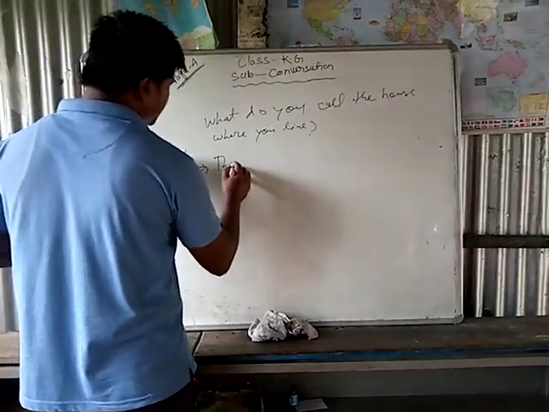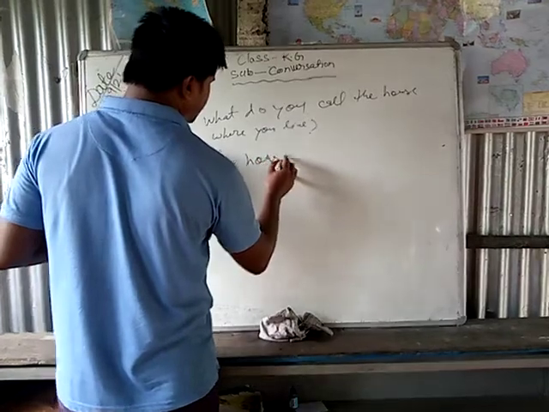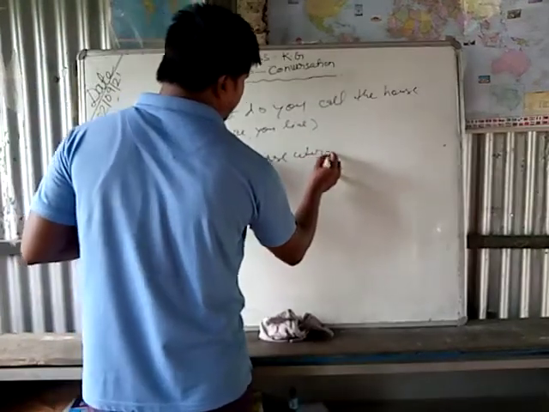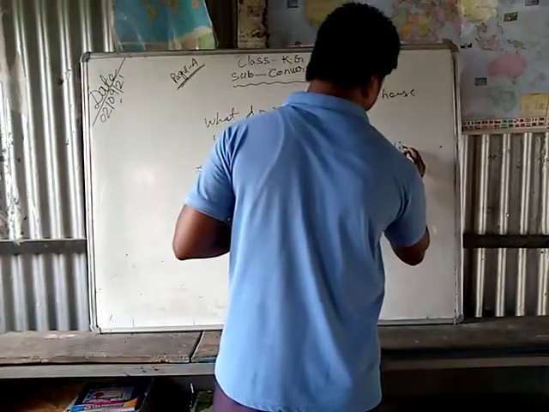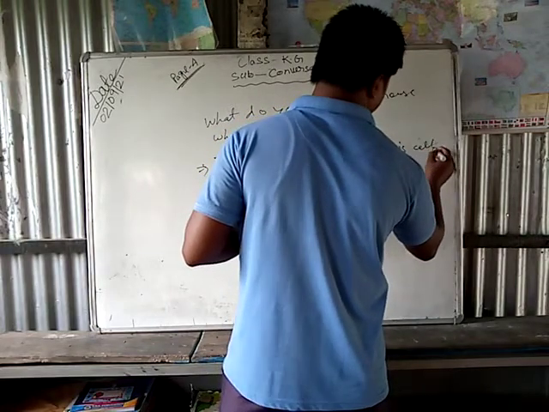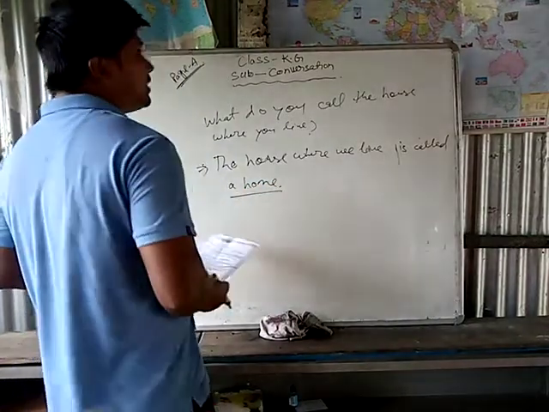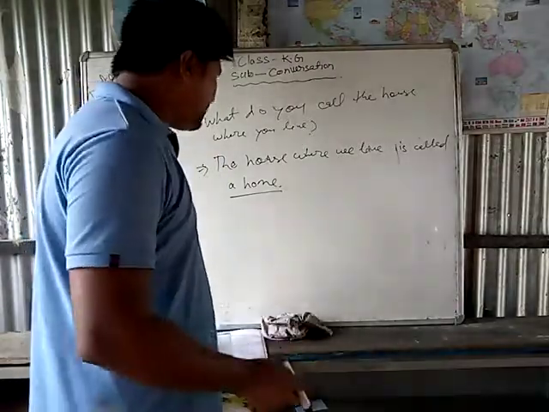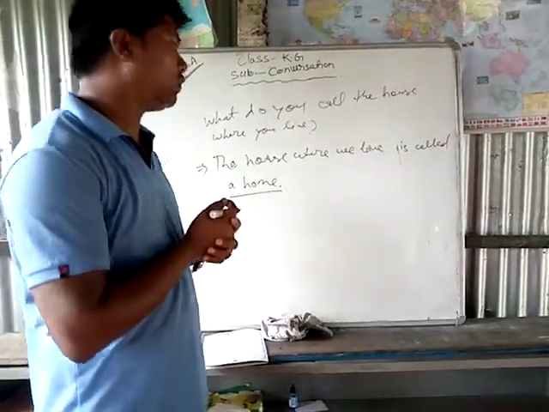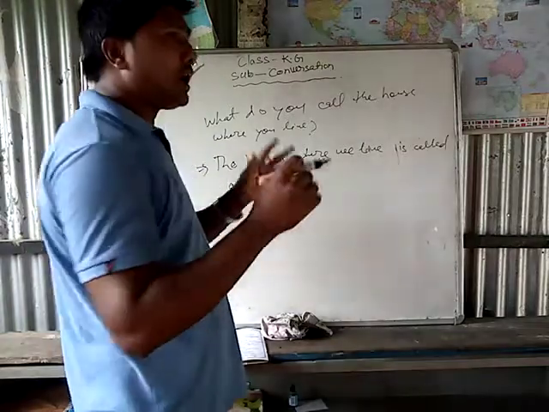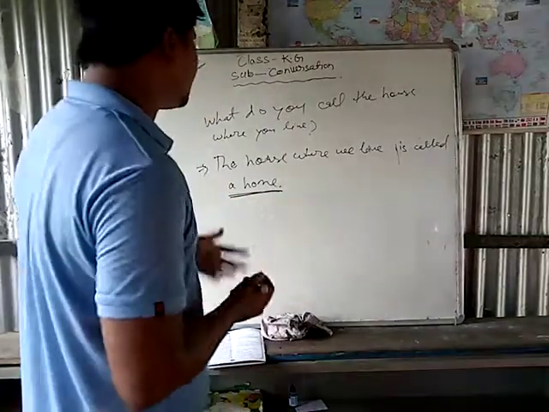The house where we live is called a home. A home means what? More than that, it means some of your family members are living together. That is the home, not a house. House is only one house. And when together we are living in a house, more than two or three members along with the family, papa, mommy, that is called a home. That is sweet home, no?